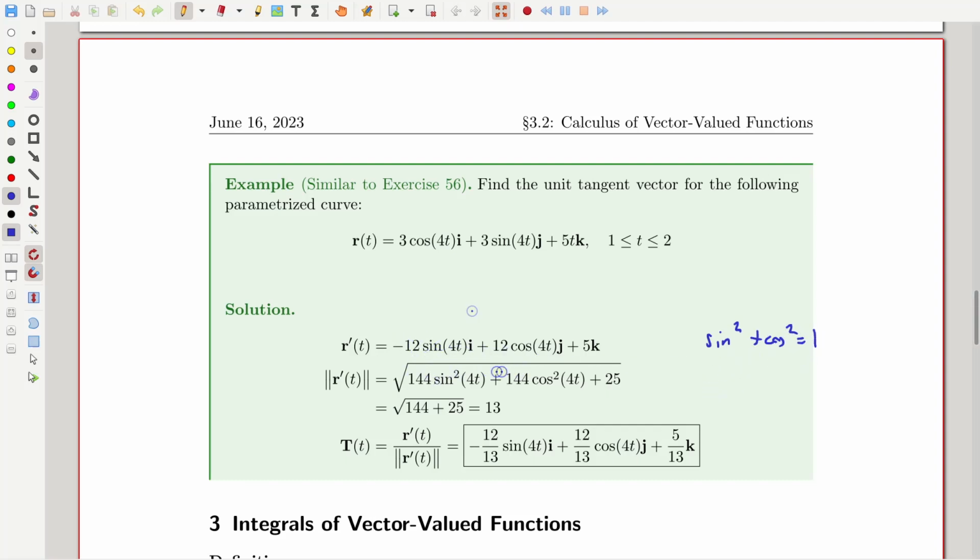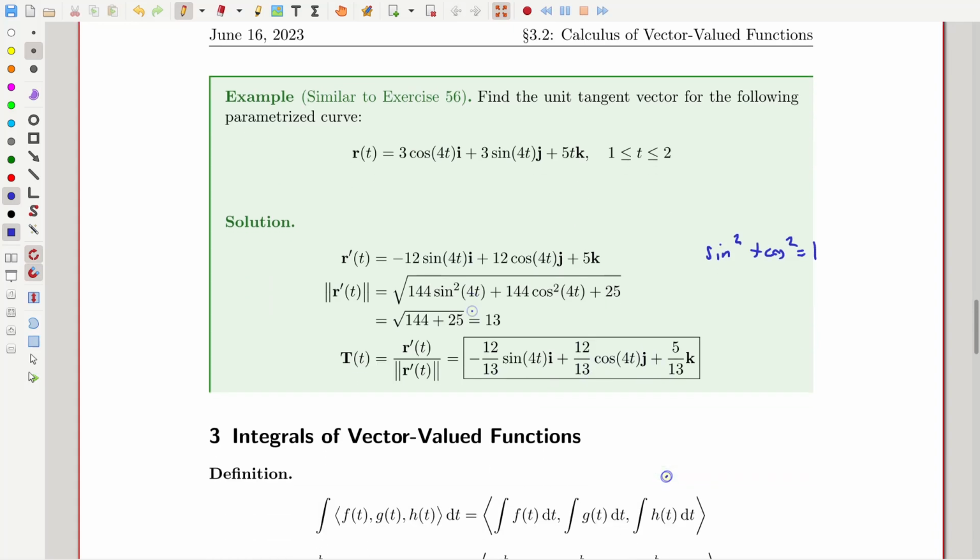We have these two terms, which I can factor out 144, and we end up with sine squared plus cosine squared. And so that is just 1, which leaves you with 144. And the 25 sticks around. And then when you add it together, it's 169, which is a square number. So you can take the square root really easily. You get 13. And so the unit tangent vector requires us to divide. We divide through each of the component functions by 13, which then gives me this vector function. Okay.